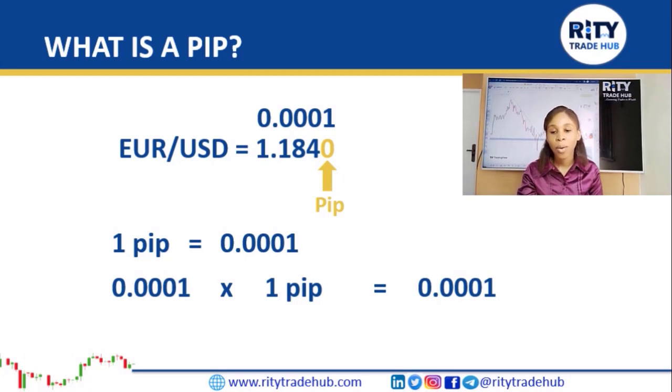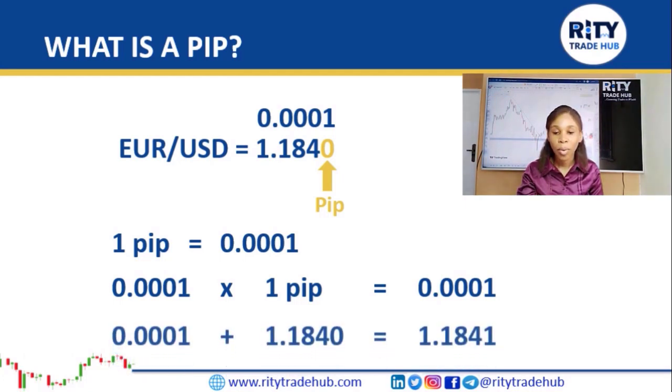All right, so I would now add this 0.0001 to the original value of 1.1840. Okay, we would now have 0.0001 plus 1.1840, which equals 1.1841. All right, that was how I got that figure.